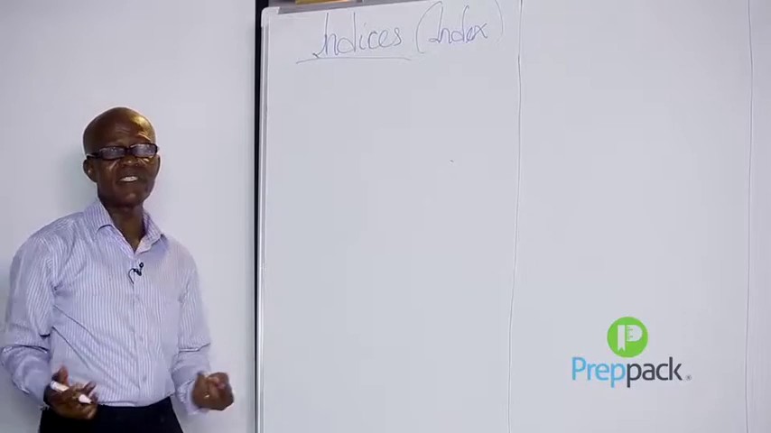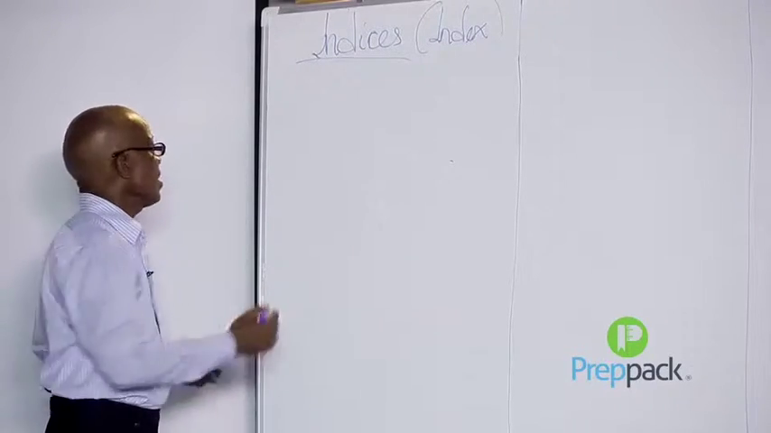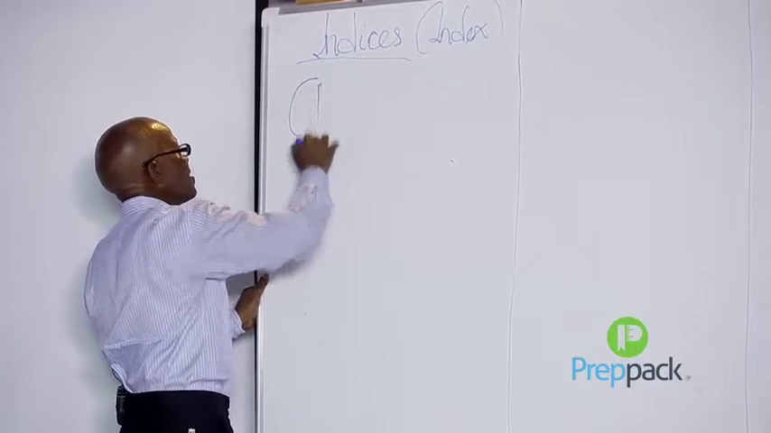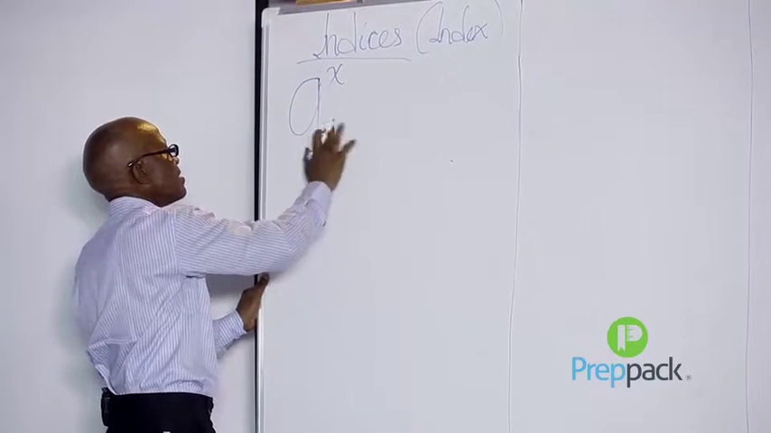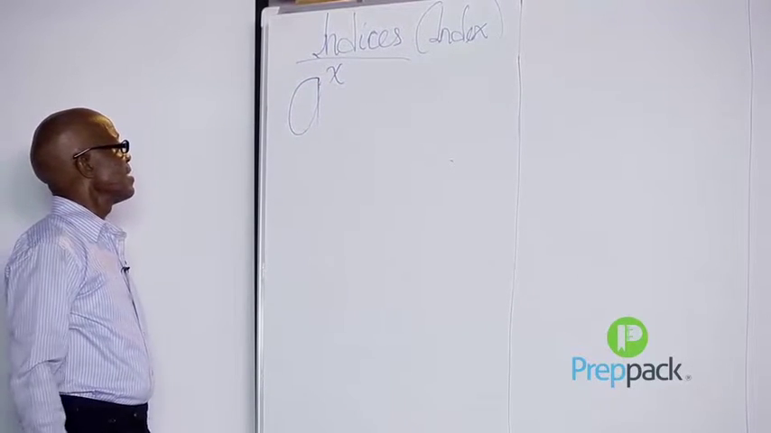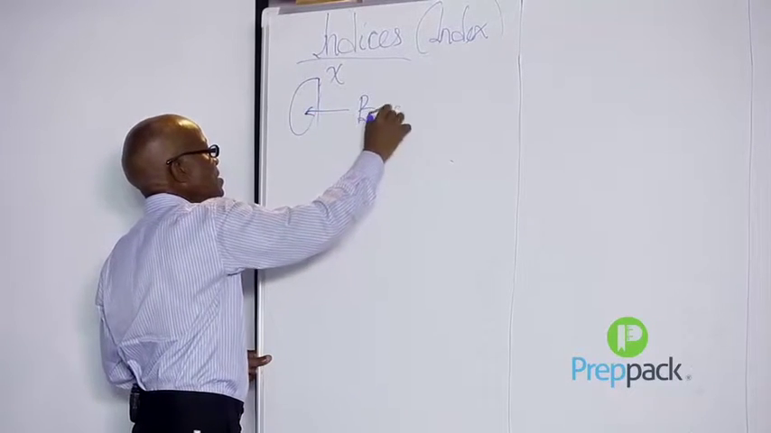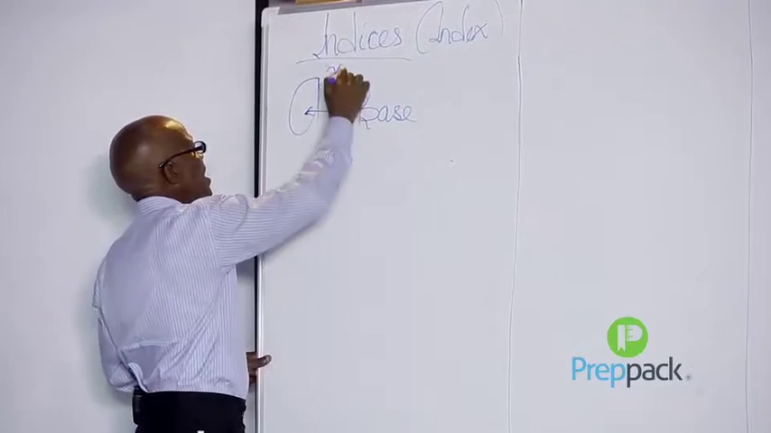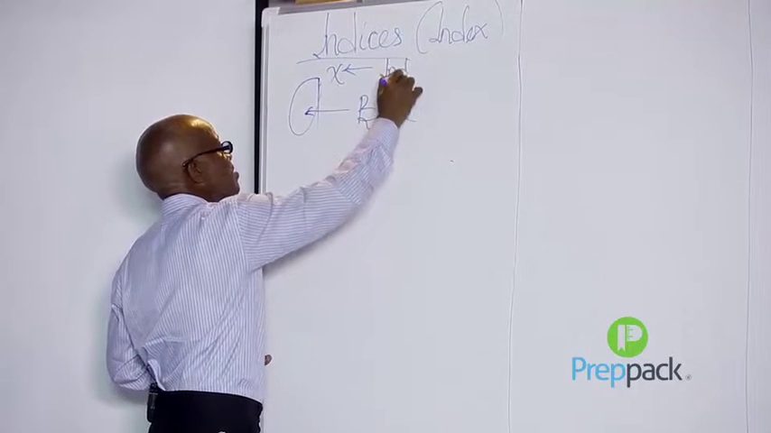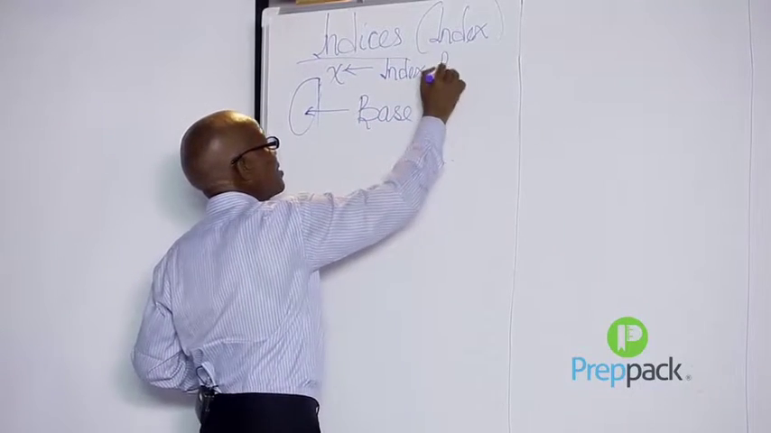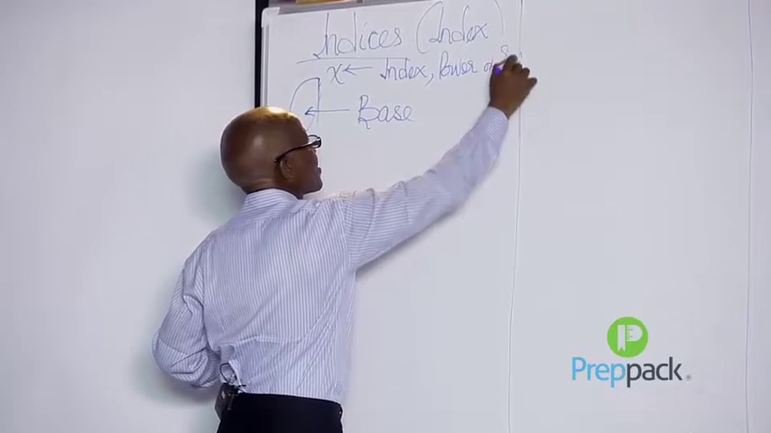How is indices or an index represented? Here, this is A raised to power X. The A is referred to as the base, while the X here is referred to as the index, power, or exponent.